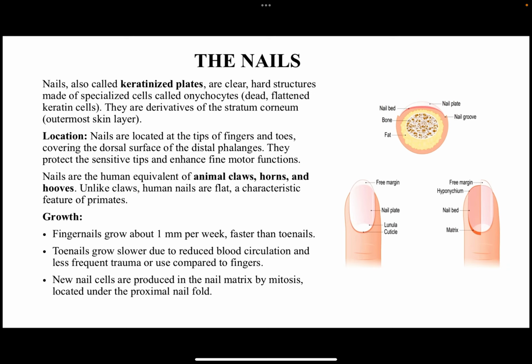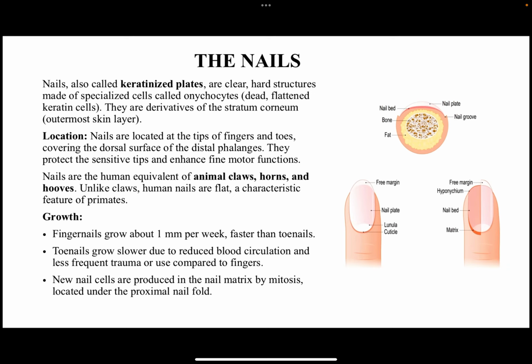Okay, nails are also called keratinized plates. They are clear, hard structures made up of specialized cells called onychocytes.